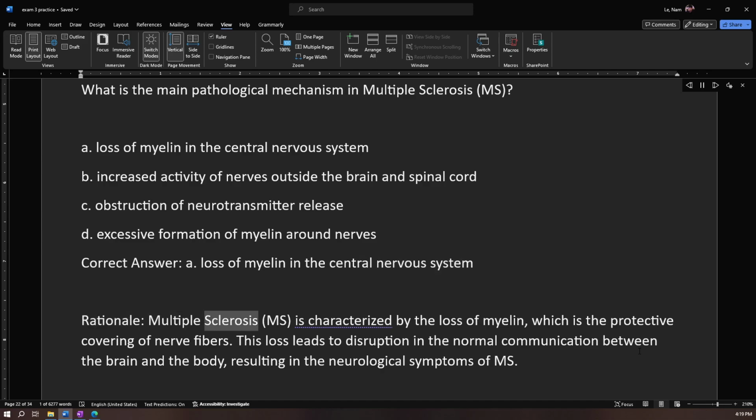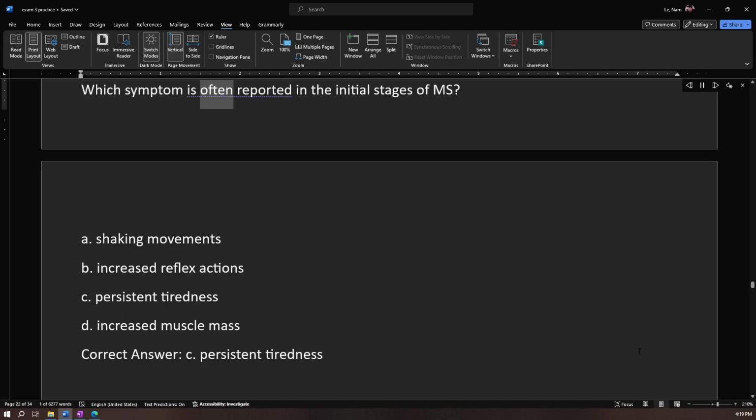Rationale. Multiple sclerosis, MS, is characterized by the loss of myelin, which is the protective covering of nerve fibers. This loss leads to disruption in the normal communication between the brain and the body, resulting in the neurological symptoms of MS. Which symptom is often reported in the initial stages of MS?